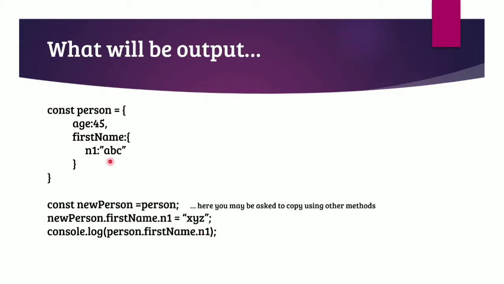Here the output will be XYZ, as both the object person as well as new person point towards the same memory address. And if we change any of the things, then it will be reflected in both the objects. Once we give this explanation to an interviewer, he or she will surely ask, if I don't want to change it, then what can I do?